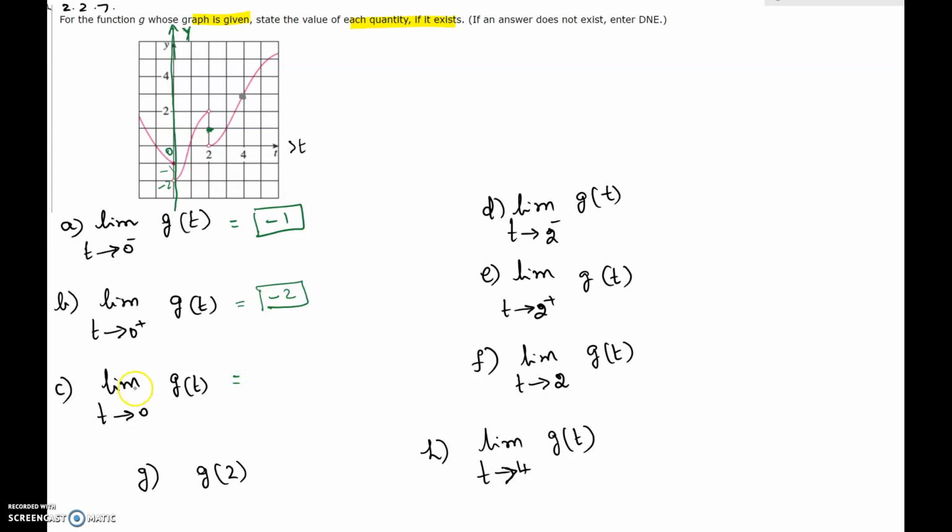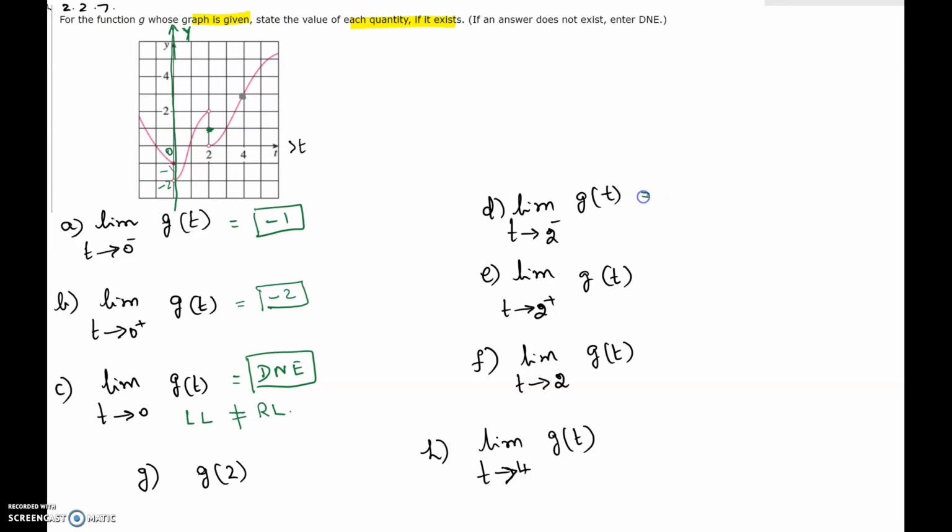The third part, it is limit as t approaching 0 of g of t. The way to interpret t approaching 0 is that we have to consider the left limit at 0 and the right limit at 0. Then we have to decide whether the two values are equal or not. From part A and part B, we said that left limit at 0 is -1, the right limit at 0 is -2. The two values are not equal, so you have to say it does not exist. The reason that you would give is the left limit is not equal to the right limit, so that the limit does not exist at 0.